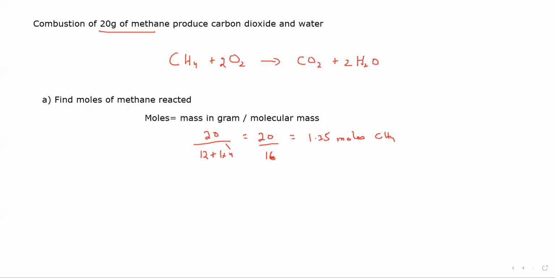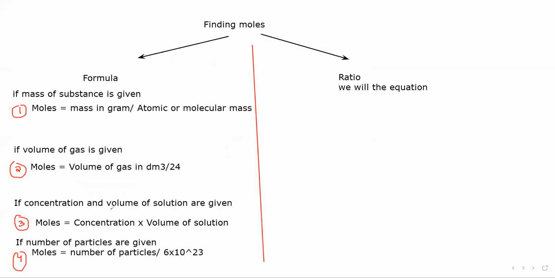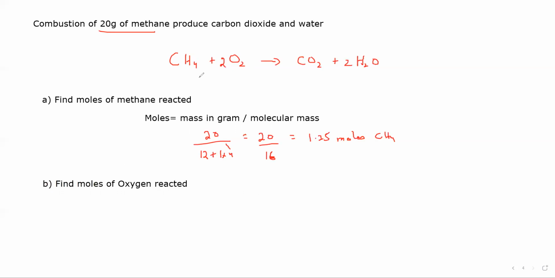Now the second part: find moles of oxygen reacted. To find the moles of oxygen reacted, we don't have anything related to oxygen. We don't have the mass of oxygen, we don't have the volume of oxygen, and this third formula cannot be valid for gases. It's only for acid, alkali and salt solutions. So we don't have anything related to oxygen.